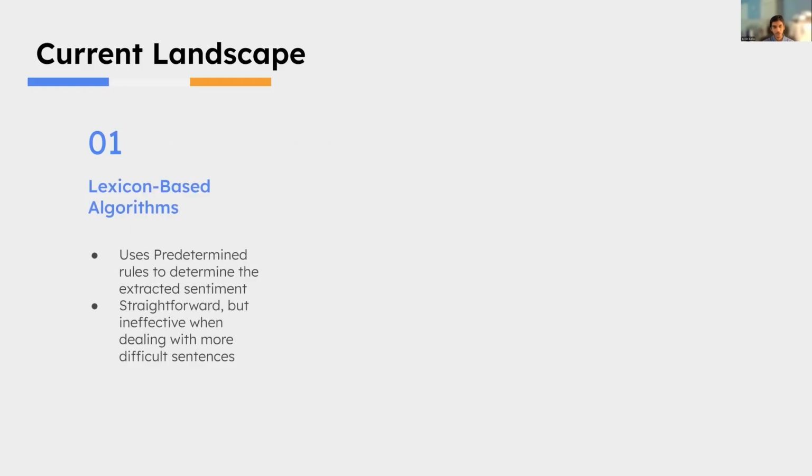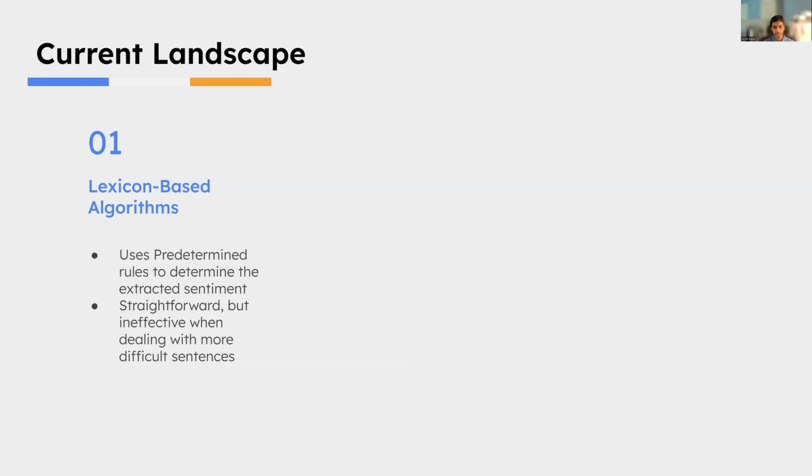Well, traditionally, the most common way was to use predetermined rules and annotated data to correlate sentences with each other based on similarity. These types of systems are called lexicon-based algorithms. Now, although this method is very straightforward and simple to implement, it has its drawbacks. Specifically, its inability to understand context and nuances within language.